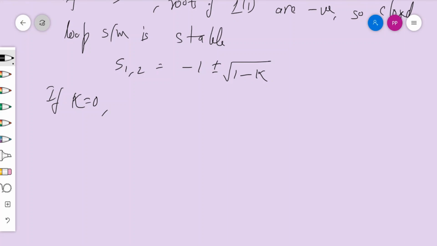If k equal to 0, then the roots of the open loop system are the same as the roots of the closed loop system. So if you can find it, let us put k equal to 0 and see what happens. Here, if k equal to 0, then s1,2 are equal to minus 1 plus 1 and minus 1 minus 1. So these two become 0 and minus 2.